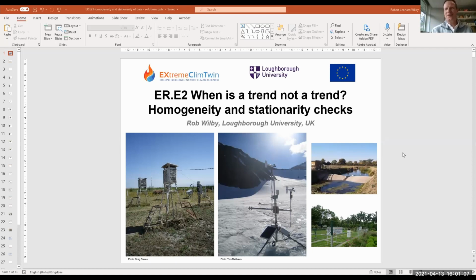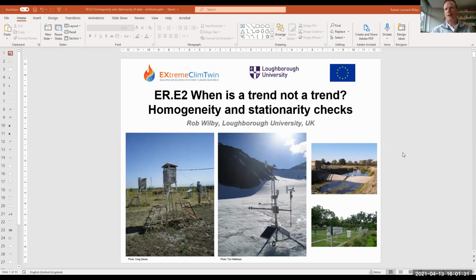Okay, so welcome back, everyone. This morning we were thinking about data homogeneity and also thinking about different techniques for detecting climate change signals in data sets using a range of indices and emergence statistics.